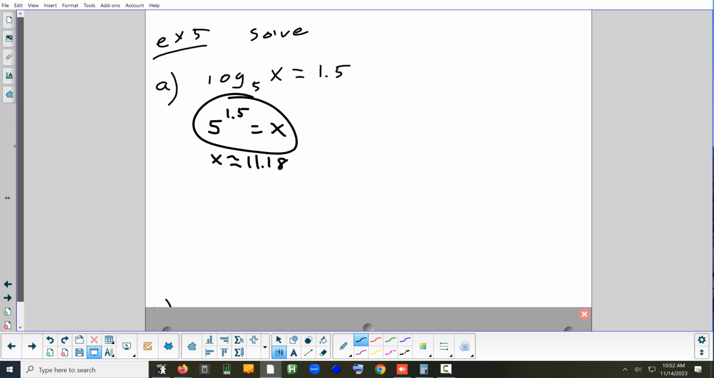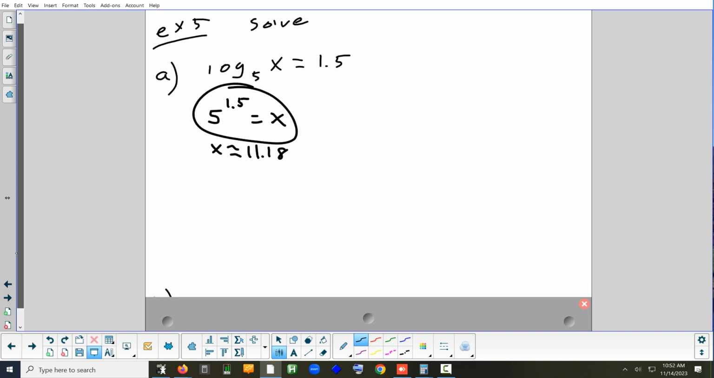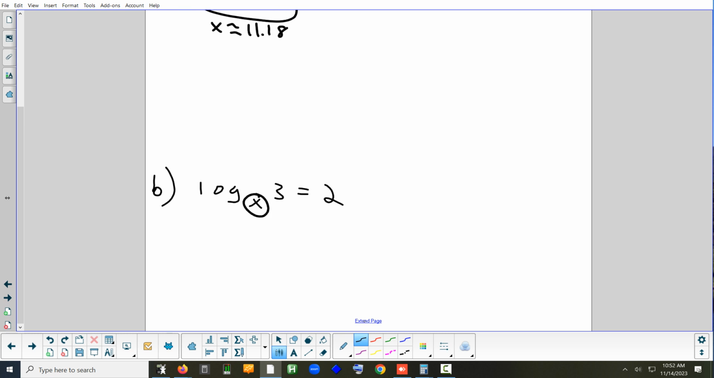Did everyone have that one before we do the last one? Because I can't keep them both on the screen. So this one had the variable in the argument. This one has it in the base. Same approach, a little different way we have to solve it once we change it. How would you rewrite that one?